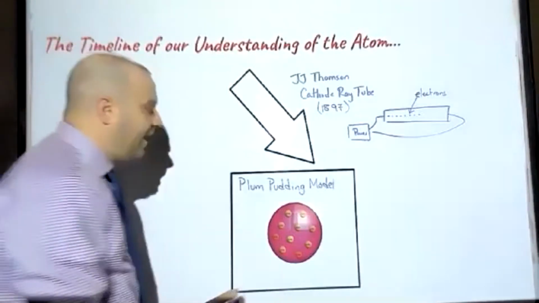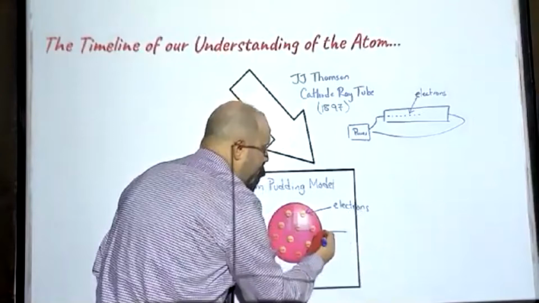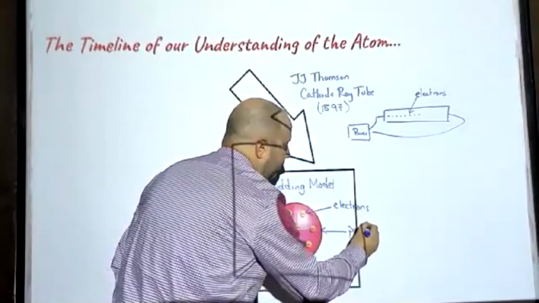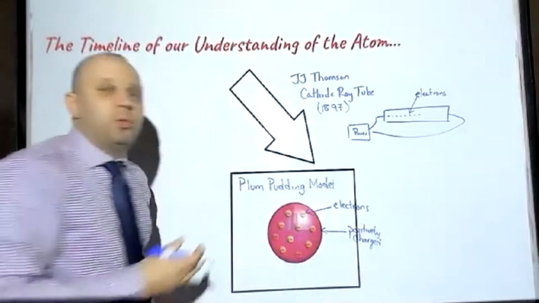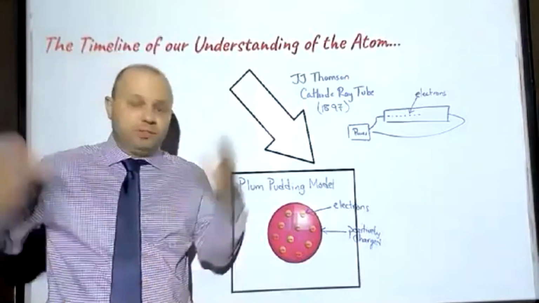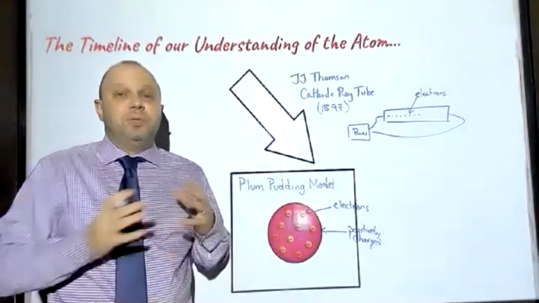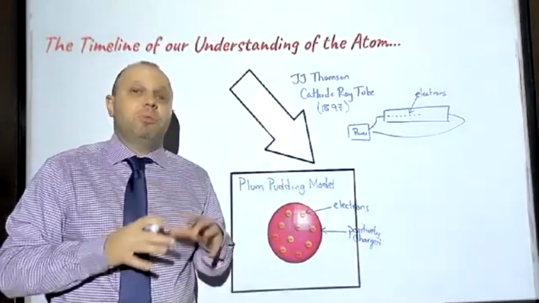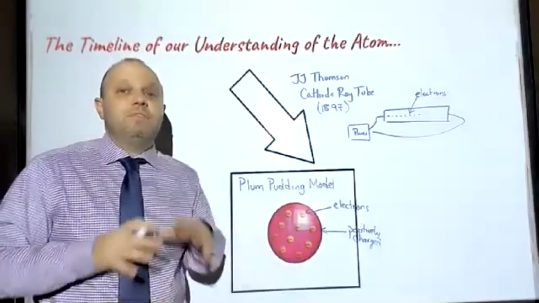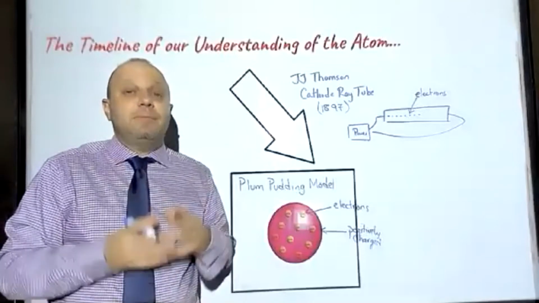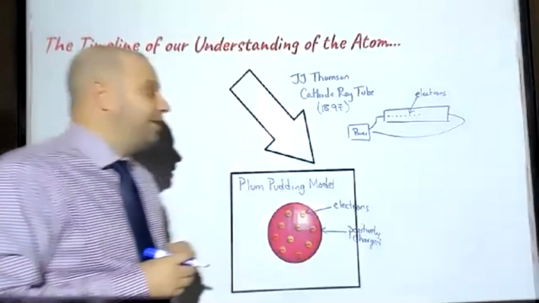So the plum pudding model had electrons embedded in a positively charged mass. So at this point, they were aware that the charge on an atom was neutral, so there weren't any charges shooting off of it. So it had to be a neutral charge, and we could account for the electrons, but we really couldn't account for what was the positive part of that, why it was neutral. So they just assumed that the rest of the matter that was present in an atom had to be like a kind of positively charged jello that these electrons were embedded in.